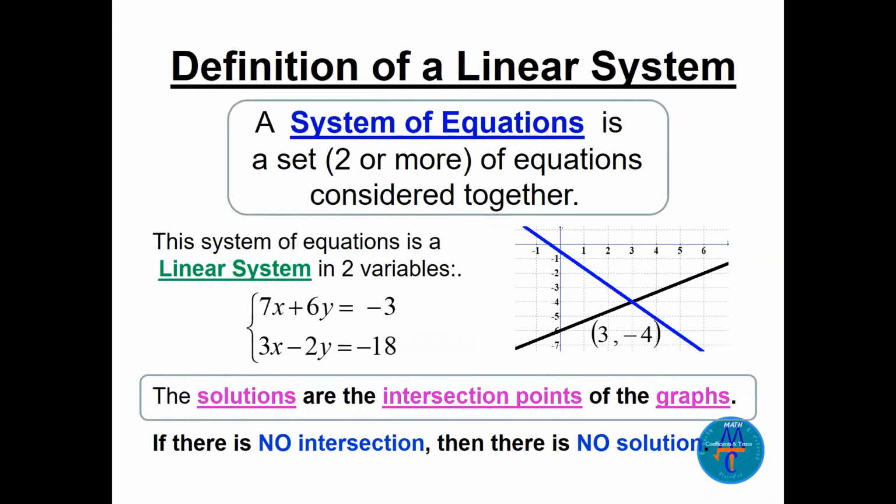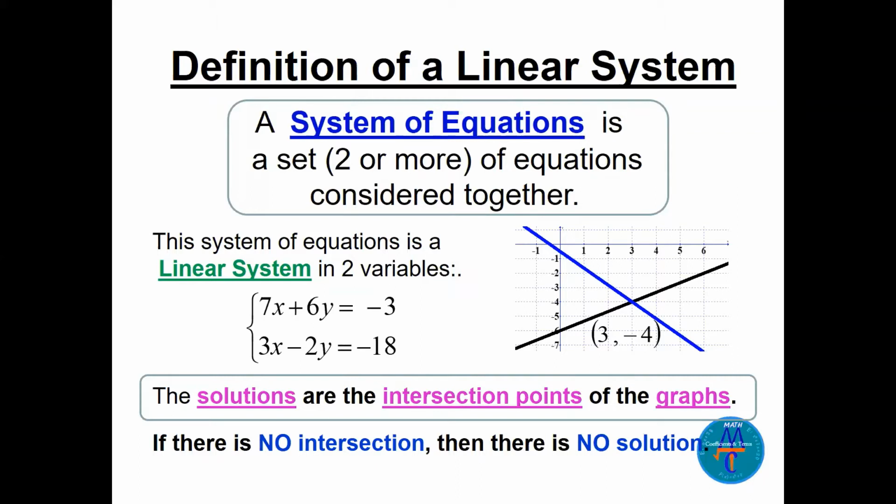Just for a few seconds, I would like to define a linear system. A system of equations is a set of 2 or more equations considered together. So we can have 3 equations, 2 equations, 4 equations, 5 equations, and so many variables. This system here that we see, 7x plus 6y is equal to minus 3, 3x minus 2y is equal to minus 18, is a 2 by 2 linear system in 2 variables.